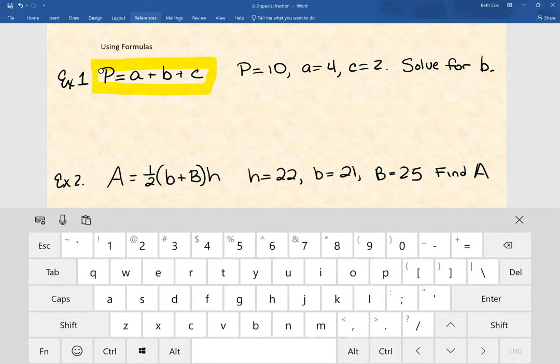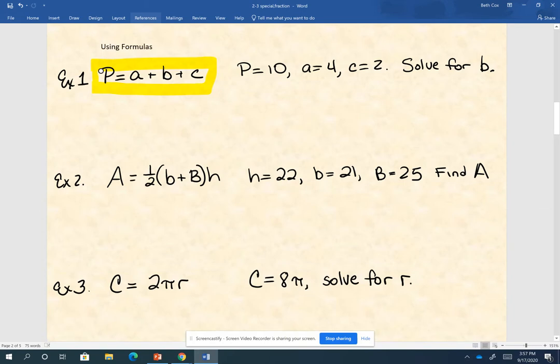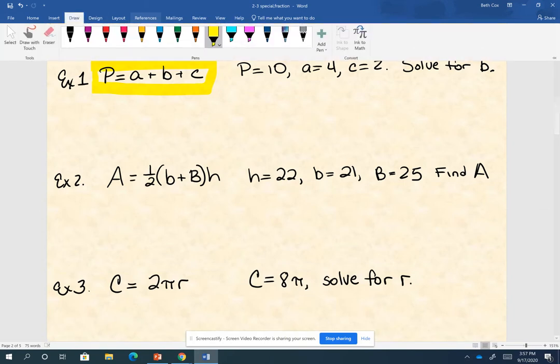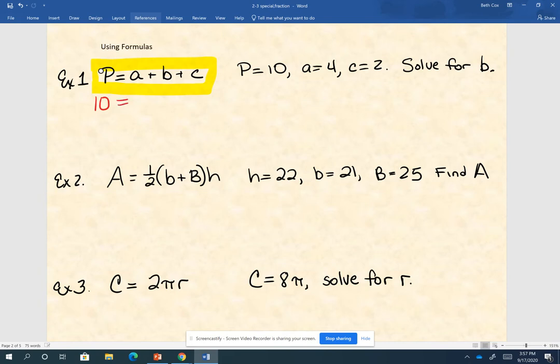All right, and then the problem says P is 10, A equal 4, C equal 2, solve for B. So this time we put the numbers that we were given into our formula, and it says P is 10. So underneath the P, I'm going to put a 10, copy down the equal. A equal 4, so I'm going to put the 4 here. C equal 2, so I'm going to put the 2 here, and I'm going to solve for the B.